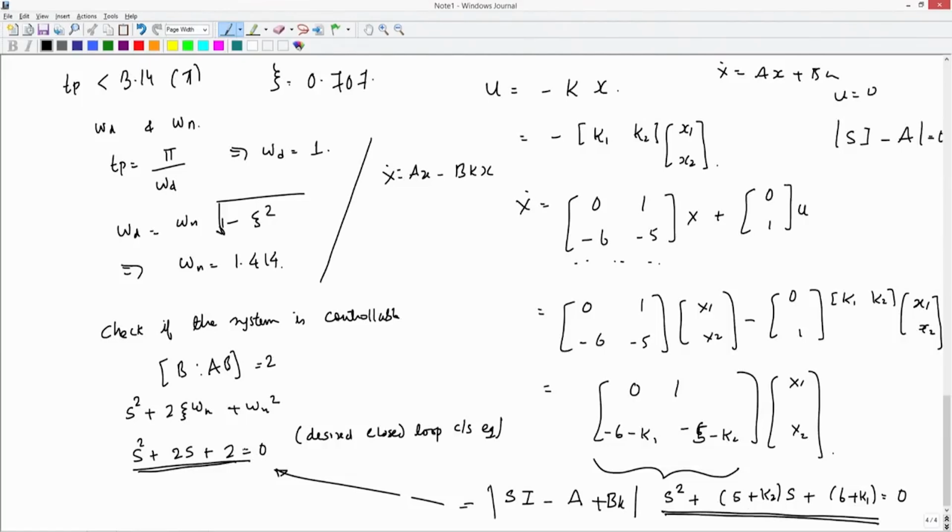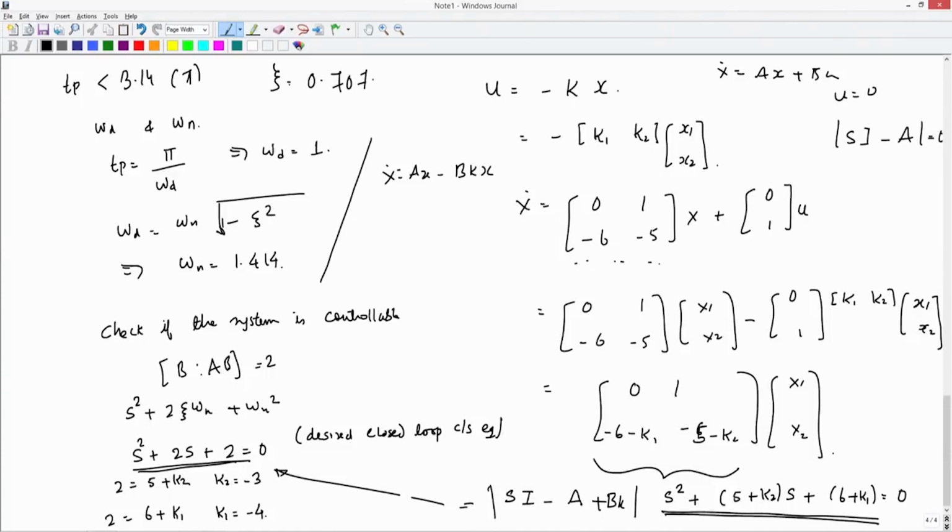Okay. So, this characteristic equation should be equal to this characteristic equation, right. So, therefore, I can just compare the coefficients, which is 2 is 5 plus k2 and 2 is 6 plus k1, which means k2 is minus 3 and k1 is minus 4. Okay. That is simple.